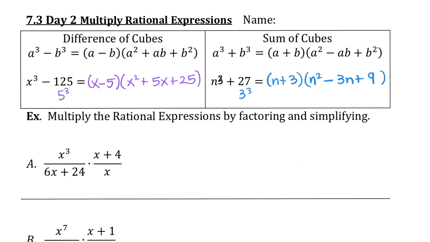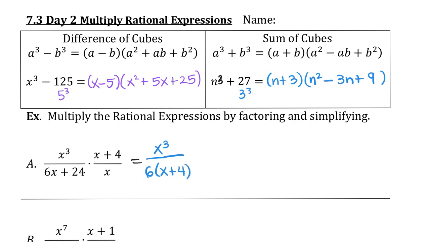Okay, now we're going to multiply the rational expressions by factoring and simplifying. So we're going to do just like we did when we simplified rational expressions, except now there's going to be more than one. Okay, so since there's two fractions, I'm just going to start with the first one. The numerator has x to the third. I'm going to leave that x to the third because it's already a monomial. Between the 6x and the 24, they have a common factor of 6. So 6 times x is 6x, 6 times 4 is 24.